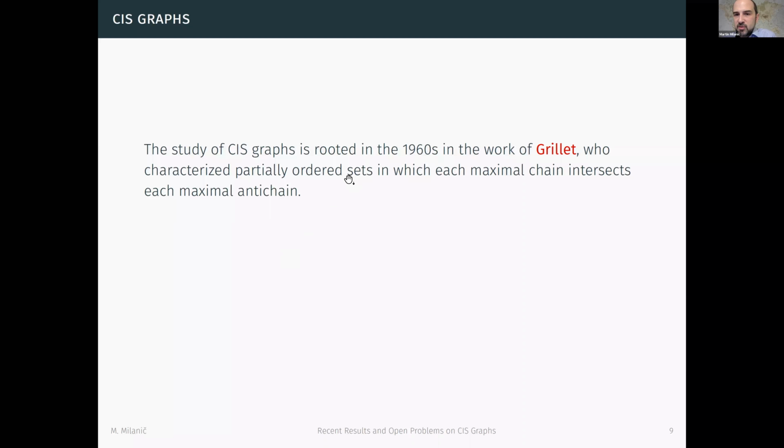He characterized partially ordered sets in which each maximal chain intersects each maximal anti-chain. If you think about the associated graph where two vertices are adjacent if and only if they are different and related in the poset, then maximal chains correspond precisely to maximal cliques, and maximal anti-chains correspond precisely to maximal stable sets. So in some sense, the study of CIS graphs can be seen as a generalization of this question on posets, which was studied already in the 60s by Grillet.